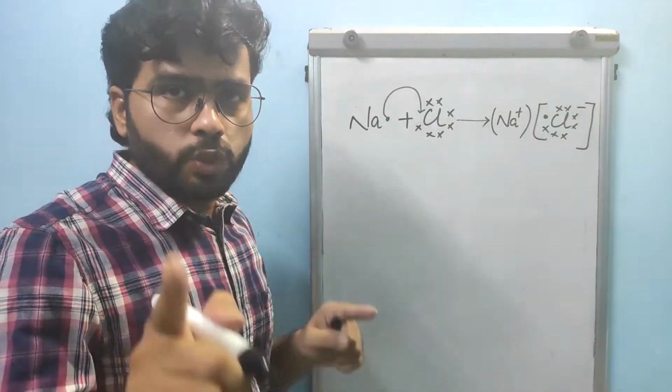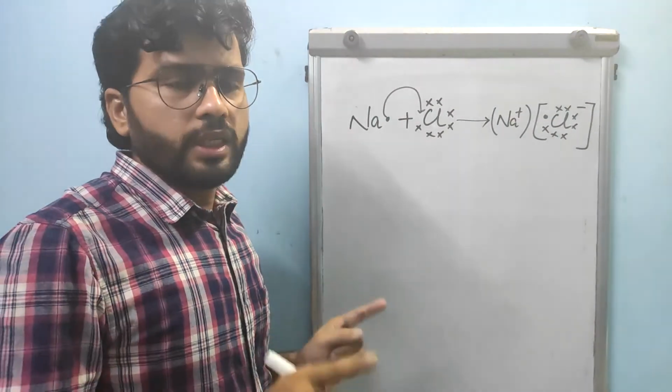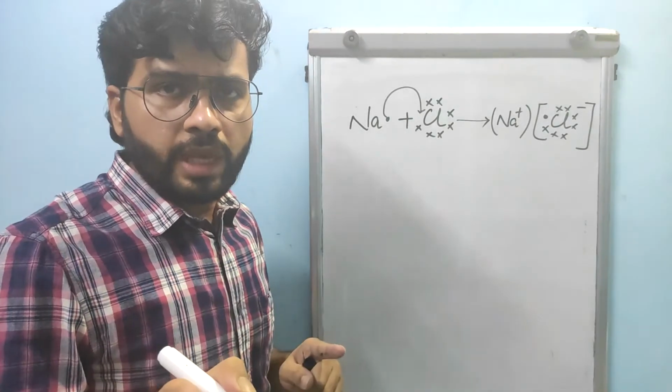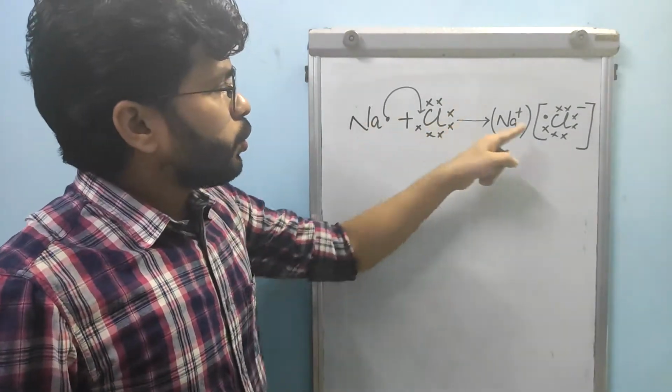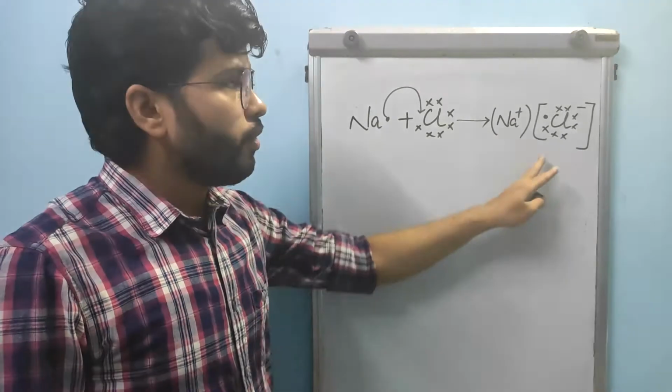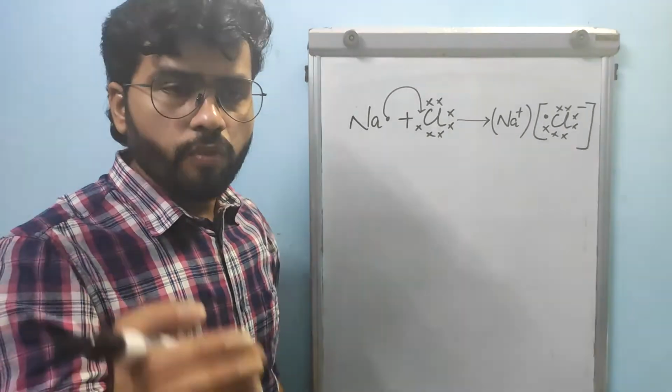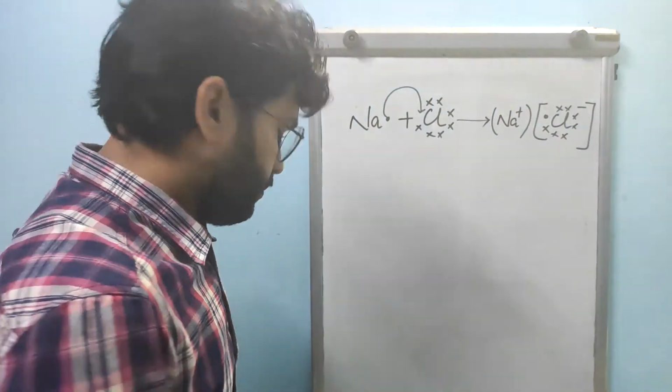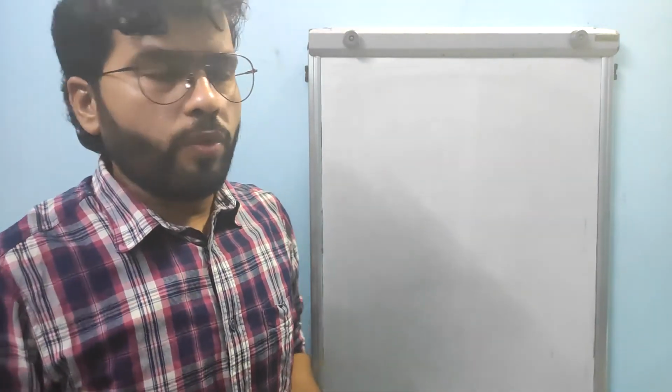First step, show the formation of the cation. Second step, show the formation of the anion. Third step, show the transfer of the electron for the formation of the compound. We will take another example. Let us take the example of the formation of magnesium chloride.